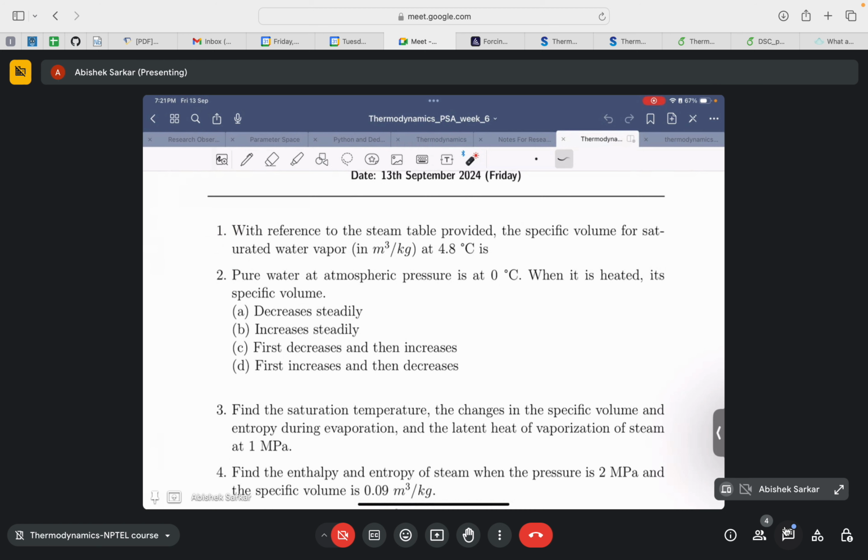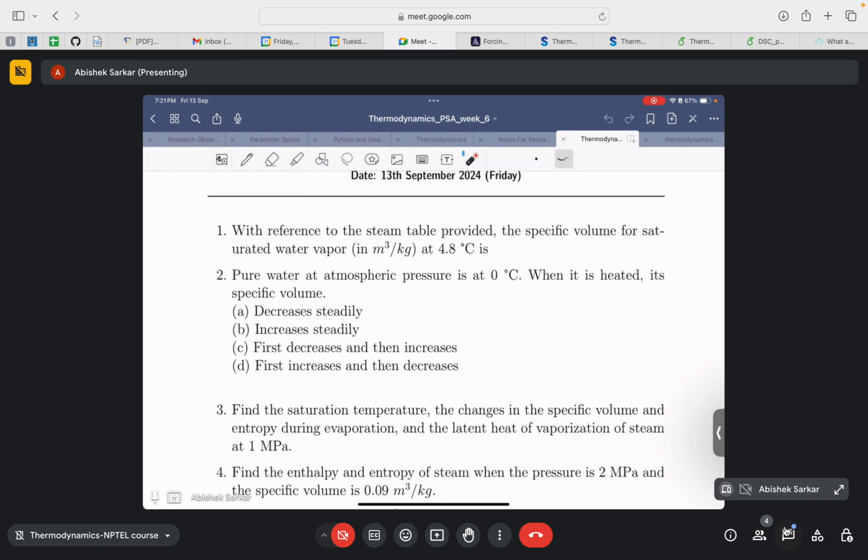Pure water at atmospheric pressure is at 0 degrees Celsius. When it is heated, what happens to its specific volume? It decreases steadily, increases steadily, first decreases and then increases, or first increases and then decreases.